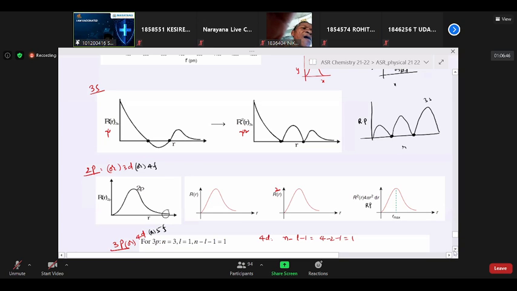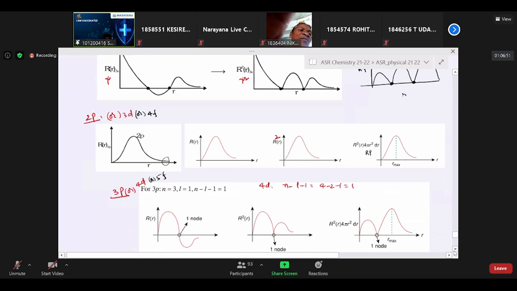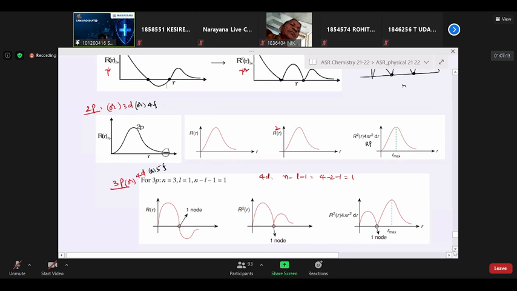So the next graph is for the remaining, that is, 3p, 4d, or 5f. The graphs are similar. See, psi may be positive or may be negative via 0. Psi square is always positive, but radial probability lies between 0 to 1. Distance is increasing, so between two peaks, you will have one node. So for 3p, 4d, 5f, 2p to 3p, there is one node. 3d to 4d, there is one node. 4f to 5f, there is one node. Likewise, we need to understand them.